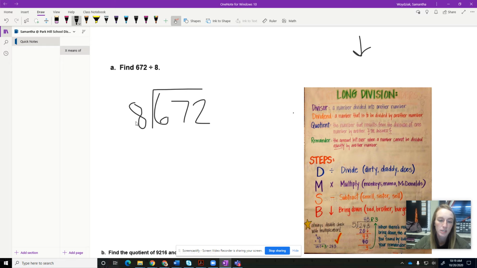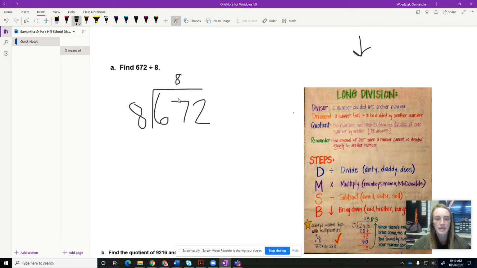So first we take 8 and we see, does it go into 6? Can we do 6 divided by 8? And we know we can't because 8 is greater than 6. So then we take a look at the next digit. Does 8 go into 67? I know that it does, and I know it goes in there 8 times.